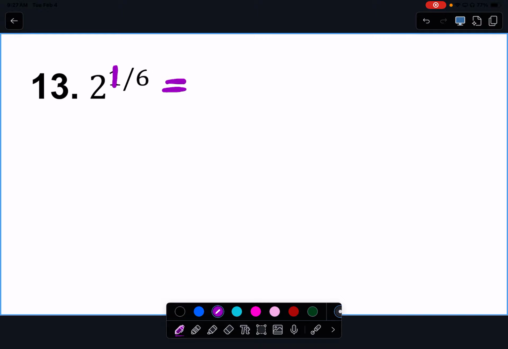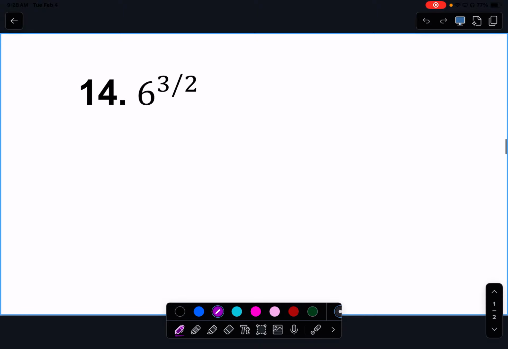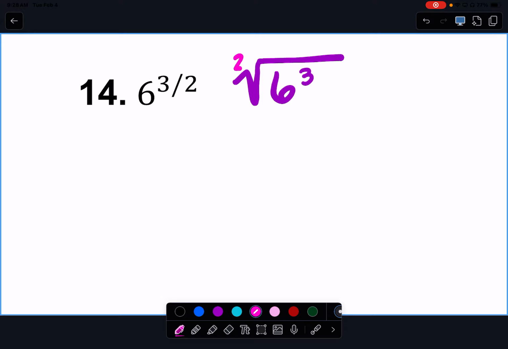All right, for number 13, we would get what? The 6th root of 2, and the 1. Do I have to put the 1? No. It'd be the 6th root of 2 to the 1, or just the 6th root of 2. And then the second would be the square root of 6 to the 3rd. Do I have to put the 2 on that one? But can I if I want to? Absolutely.